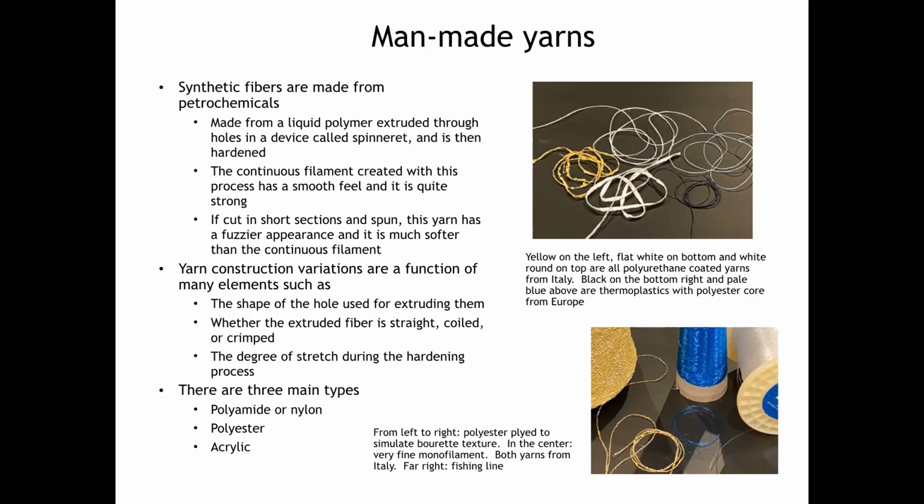The construction varies quite a bit. It all depends on the size or the shape of the hole used in the spinneret to extrude the yarn, and whether the extruded fiber is straight or coiled or crimped. You get all sorts of different textures. And there are basically a number of different nomenclatures, but the most important ones are polyamide or nylon, polyester, and acrylic.